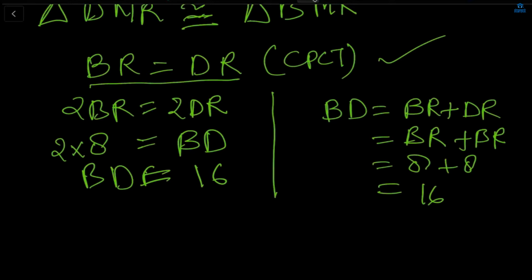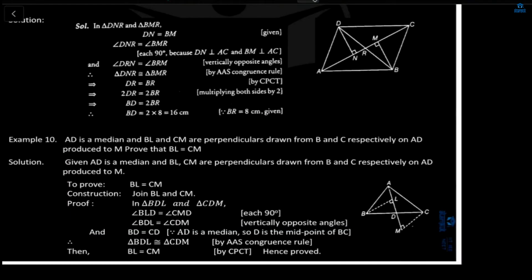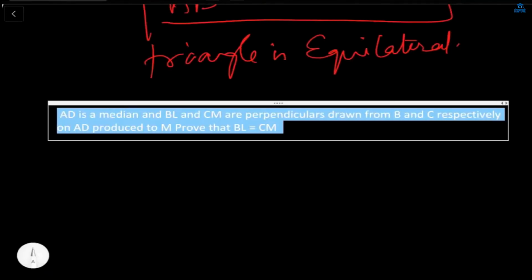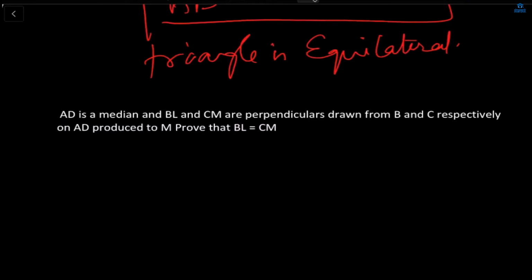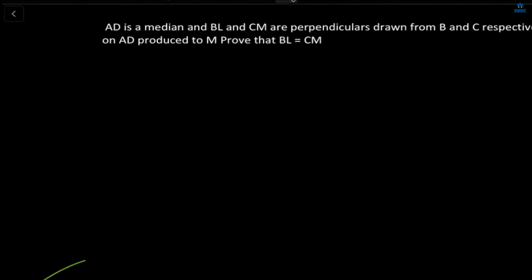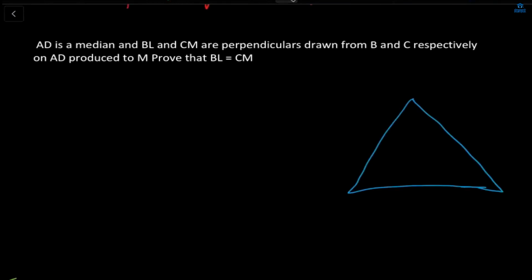Okay, so let's see another question. If you see question 10, what is the question saying? AD is a median, and BL and CM are perpendiculars drawn from BC respectively. Let me draw the figure first. What is the figure? It is not given in this, no triangle. ABC is your triangle, and this AD is the median.